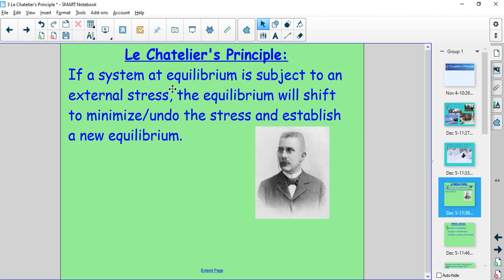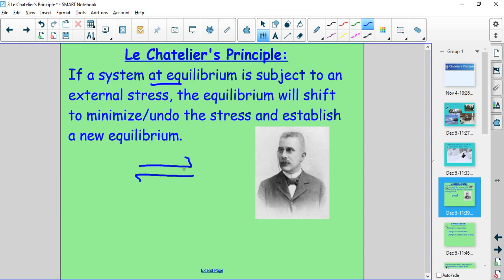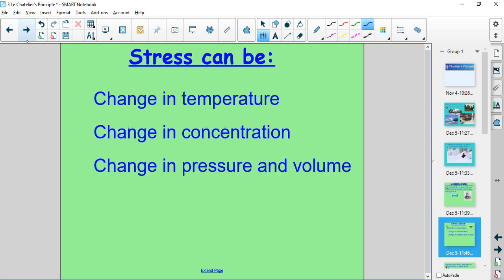If a system is at equilibrium, and that system at equilibrium is subject to an external stress, and that can be a few different things which we'll talk about, what will happen to this equilibrium is that it will either move in a forward or in a reverse direction to compensate for that stress. Whether it moves forward or reverse will depend on the kind of stress and the kind of chemical equation you're working with.